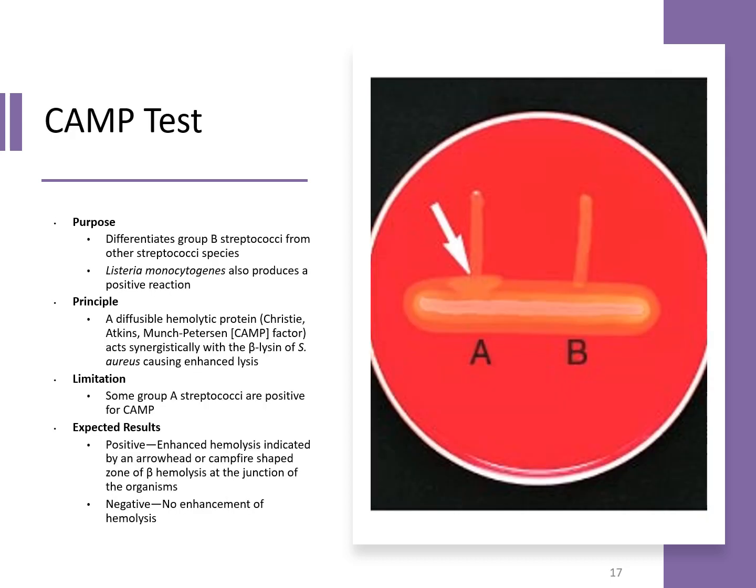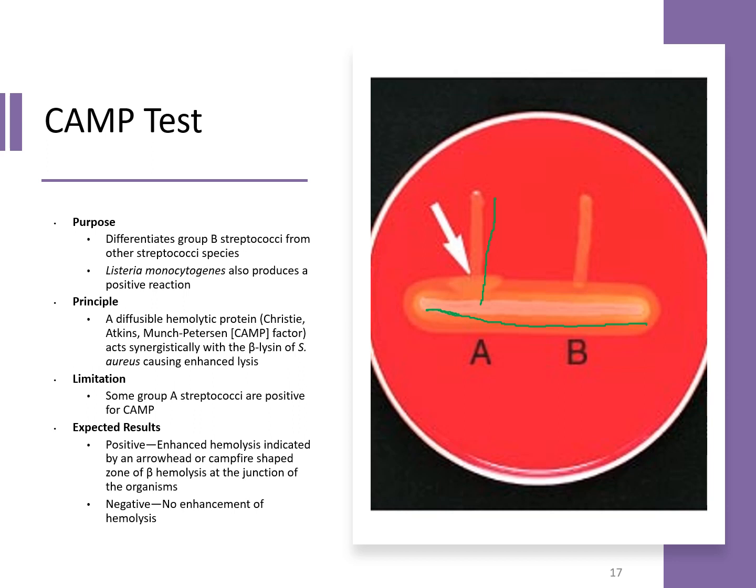With our CAMP test, what you do is you take an organism that has a beta lysin in it, and this would be something like Staph aureus. You streak that organism down the center of the plate, and then our organism that we're testing for the CAMP test, we would streak it perpendicular up against that Staph aureus streak. And then after it has been streaked, you will incubate it. And what you're looking for is an enhancement to that hemolysis.